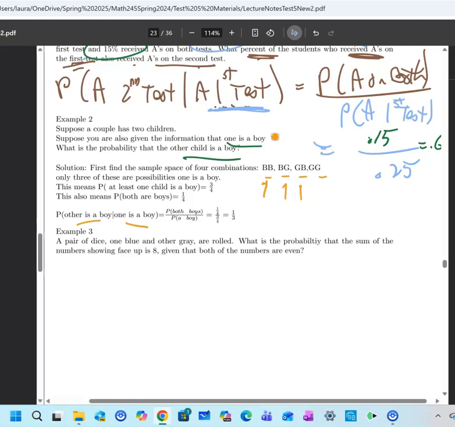That means the probability that both are boys divided by the probability that one is a boy. Both are boys is just one of those 4 cases. And one is a boy is the 3 out of the 4 cases that have at least one boy. So that gives me 1/3.